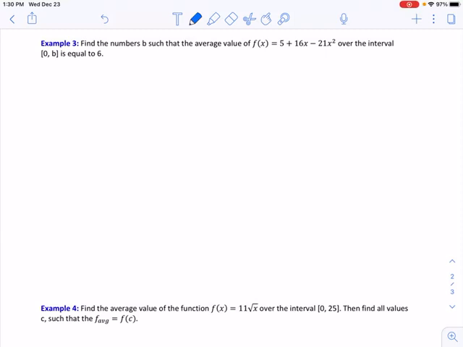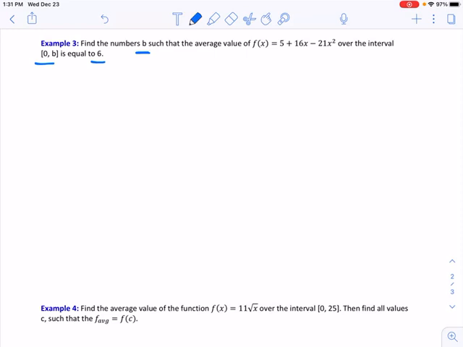In this video, I'm going to do another average value problem, except there's a little bit of a twist on example 3. And that is we want to find the numbers b such that the average value is equal to 6 over the interval from 0 to b. So we're finding the upper end of the interval.